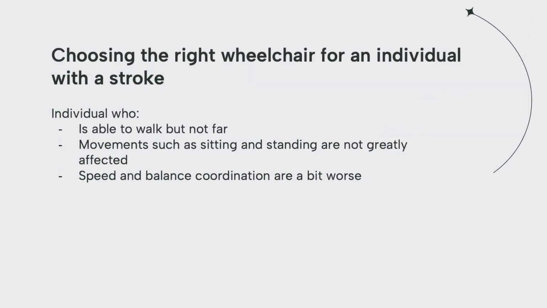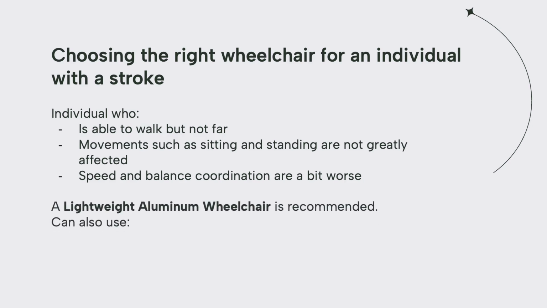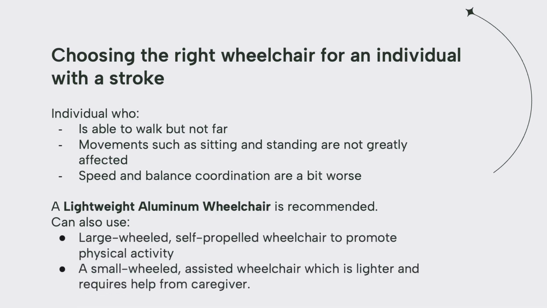Let's go through some examples of which wheelchair we would choose for an individual with a stroke. If an individual with a stroke is able to walk but not far, their movements such as sitting and standing are not greatly affected, but their speed and balance coordination are a bit worse, then a lightweight aluminum wheelchair may be the best option. Additionally, an individual with these abilities may also use a large-wheeled, self-propelled wheelchair to promote physical activity. Or they may use a small-wheeled, assisted wheelchair, which is lighter and requires help from a caregiver.